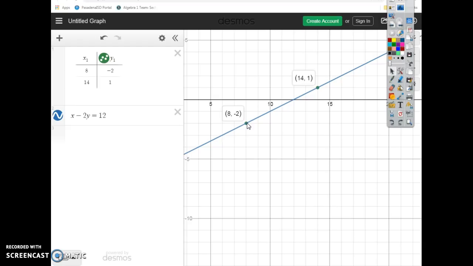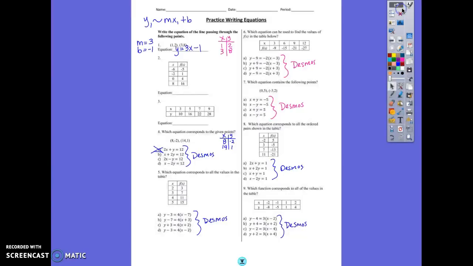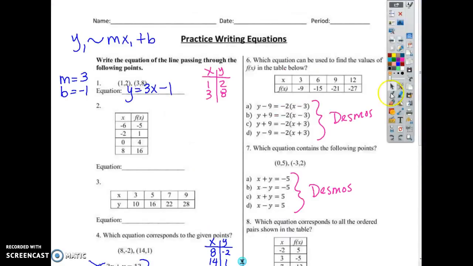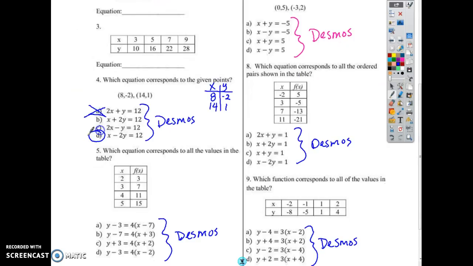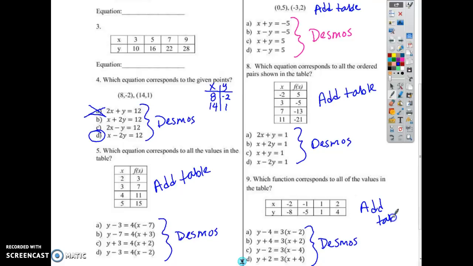That's what you need to do for the rest of the problems, 5, 6, 7, 8, 9. You have to add a table first and check the answers. So let's go look at this real quick. So problem number 4, the answer was D. And then make sure that you add a table first for all of these. And you're looking for the equation that goes through that table.